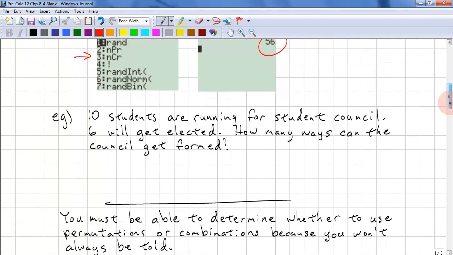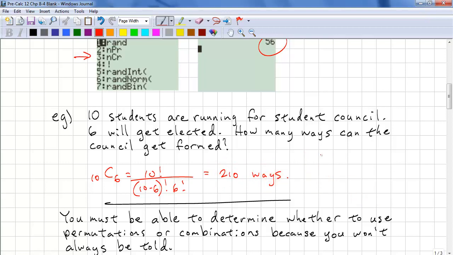Here's another problem. 10 students are running for student council, 6 will get elected. How many ways can the council be formed? Again, order does not matter for 6 elected people. It doesn't matter if it's Bill and Ted, or Ted and Bill. So we enter 10 choose 6. That's 10 factorial over 10 minus 6 factorial times 6 factorial. And that's 210 ways.